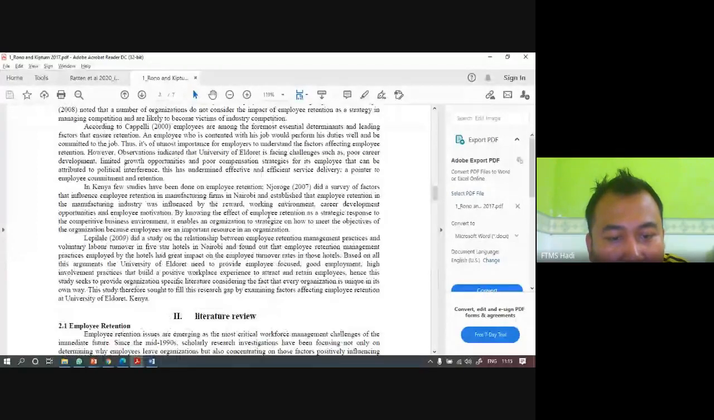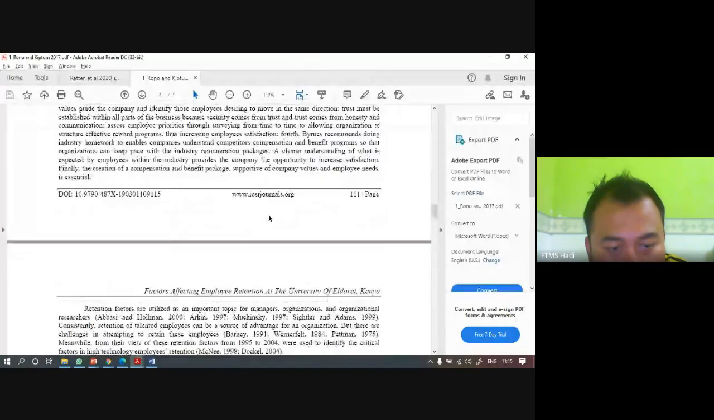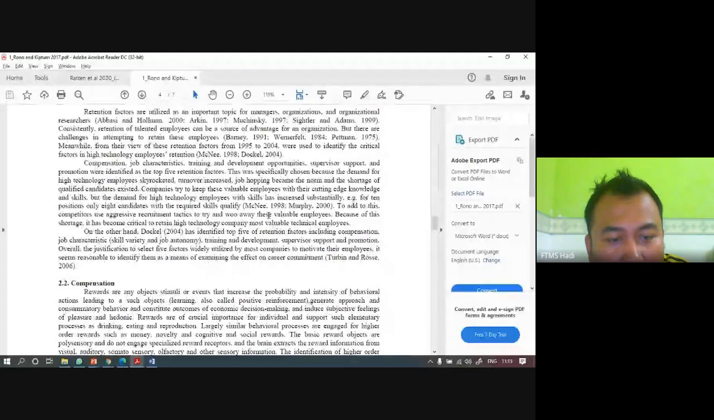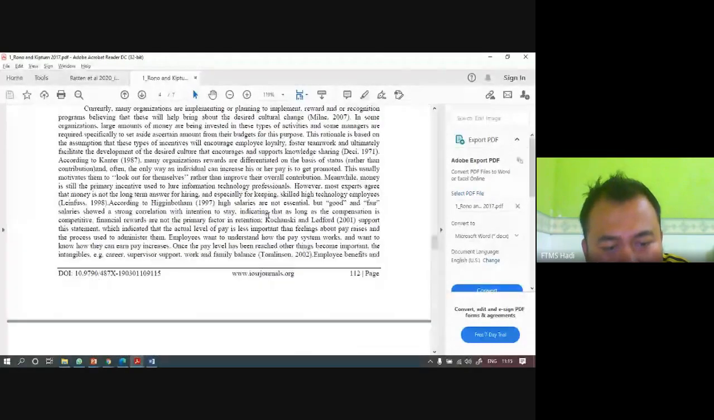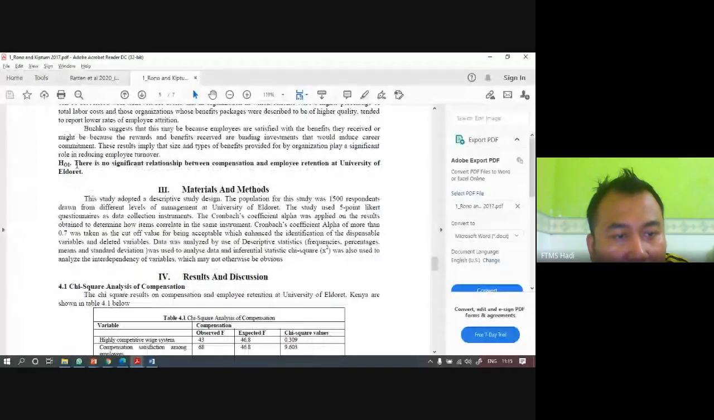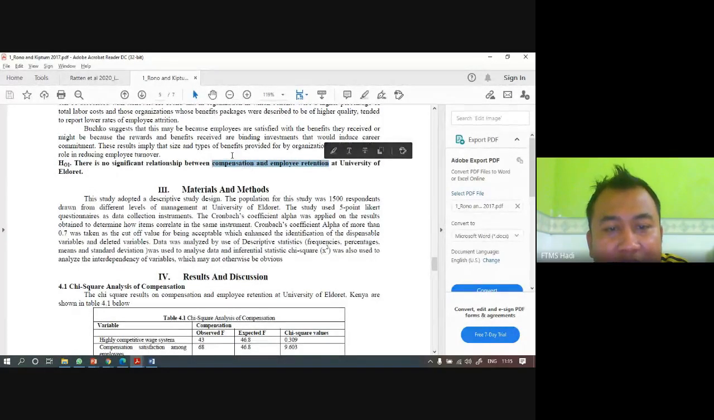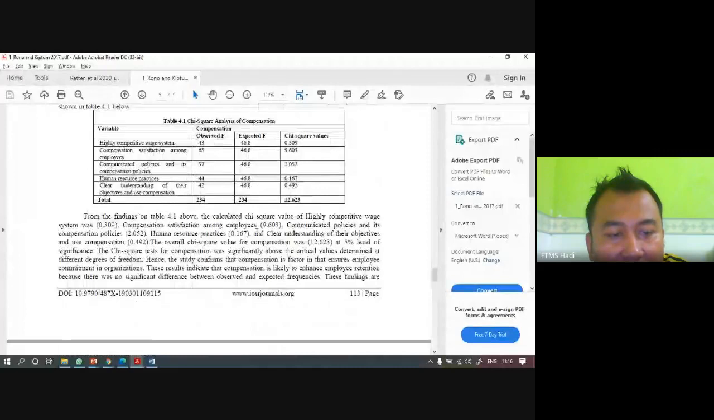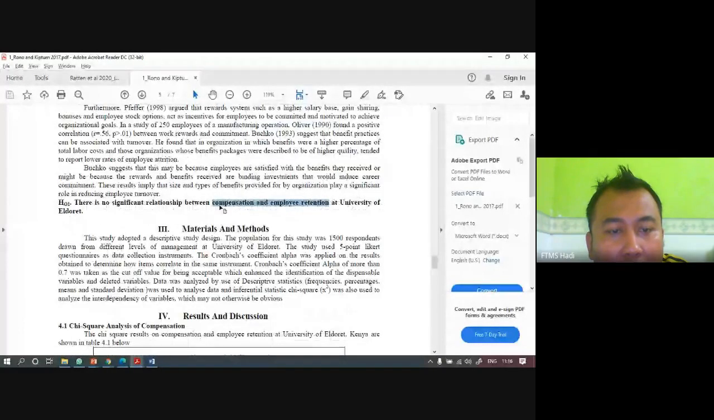Some papers have an IV framework, some papers do not. If you do not have a framework, you can look at the hypothesis only. Just read the hypothesis. You see, compensation and employee retention: this shows that employee retention is your DV and compensation is your IV. So in this paper, there is only one hypothesis. That means a one-to-one framework only.